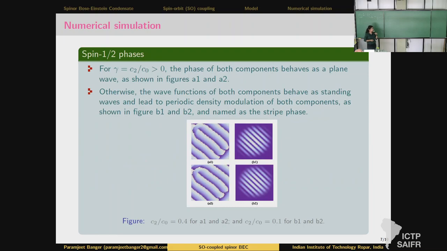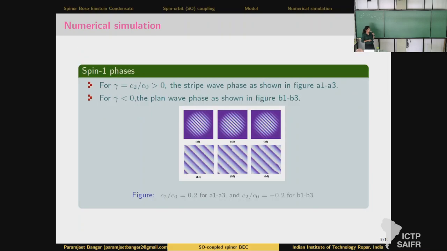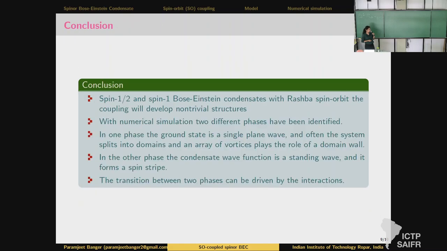Now the numerical simulation for the spin half phase. They have observed two kinds of phases for the spin half system, which had not been observed earlier without spin orbit coupling. There is a plane wave phase, which corresponds to a plane wave structure as the ground state solution, and there is the stripe pattern. For the spin one system also, if the ratio of C2 by C0 is positive, we will observe the stripe pattern as the ground state solution. If the ratio is negative, then there would be a plane wave as the ground state solution.